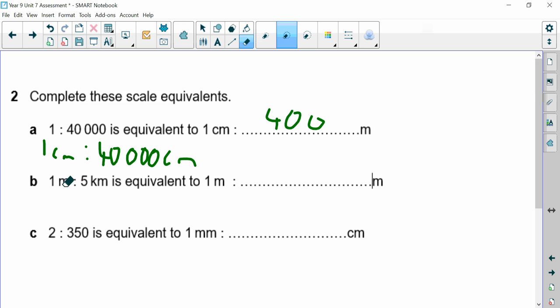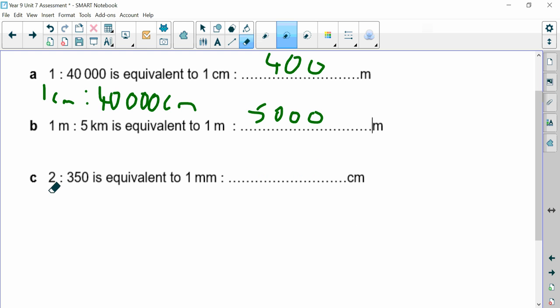This next one, 1 meter to 5 kilometers, is the equivalent of 1 meter to something in meters. Well, again, the 1 meter this time is the same. So what I actually just need to do is change that 5 kilometers so that it's in meters. And it would be the same as 5,000, because we know that if we multiply the number of kilometers we've got by 1,000, it will tell me how many meters it is.